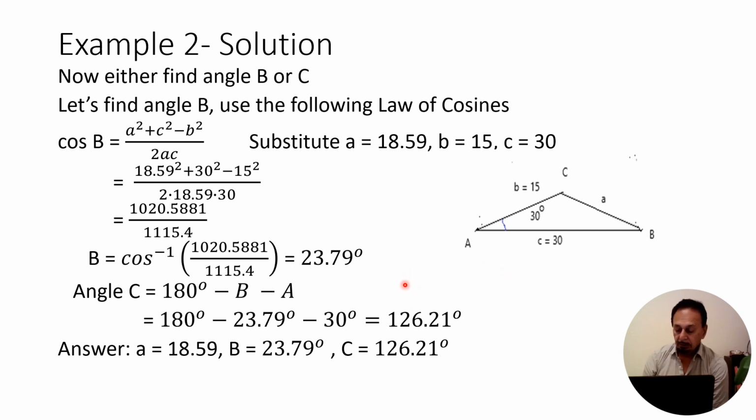So now we can find the angle C. Angle C is 180 degrees minus B minus A. So 180 minus 23.79 is angle B, and A is 30 degrees. So it becomes 126.21 degrees. So the answer is A is 18.59, B is equal to 23.79, and C equals 126.21.